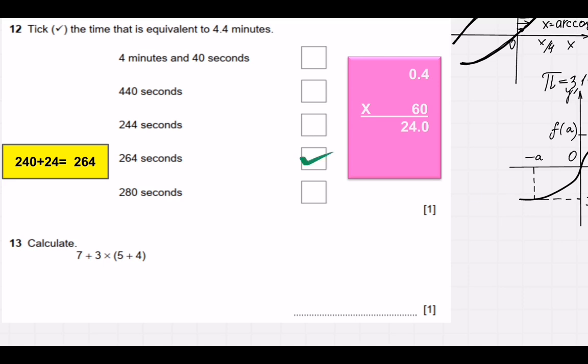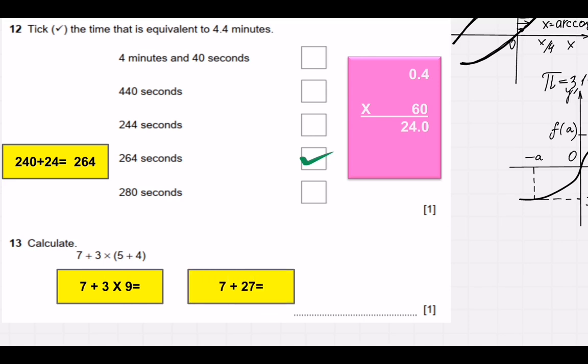Calculate. Remember, order of operations. We have to start with step 1. 5 plus 4, which is 9. 9 times 3, 27 plus 7. And if you cannot remember order of operations, you have to go to the video on order of operations. Final answer, 7 plus 27 will be 34.